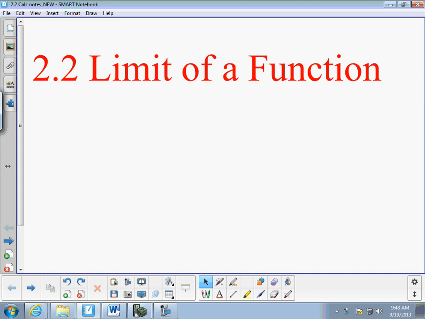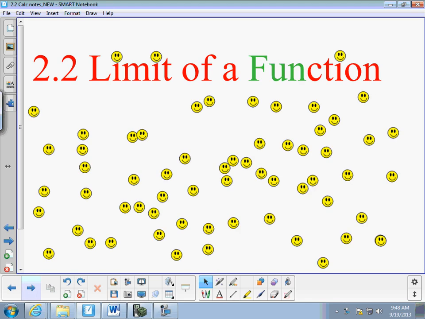Limit of a function. We did limit last year. Remember doing that? Limit of a function. And of course, a function is a lot of fun. How fun is that? And watch how much fun this is. See? That's like more fun than you know what to do with. And we're done having fun.